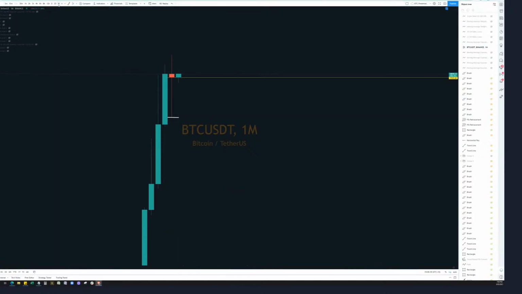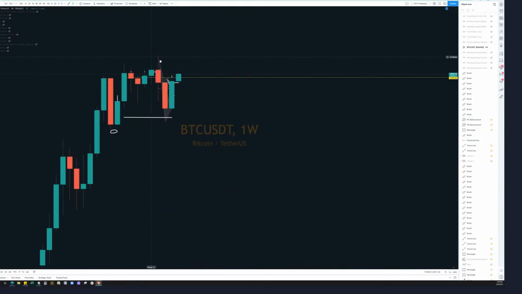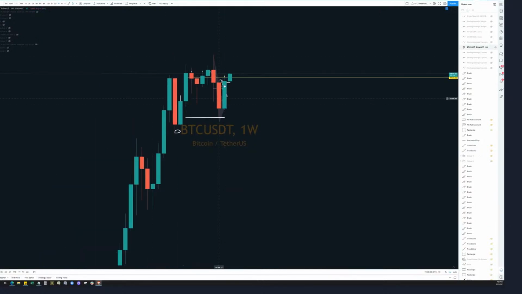And then if we go to the weekly, even the weekly, what it did was engulf the previous weekly candlestick. So that is bullish in a way as well. The weekly is significantly bullish just by looking at the candlesticks.